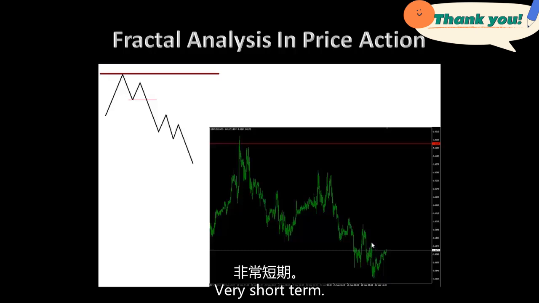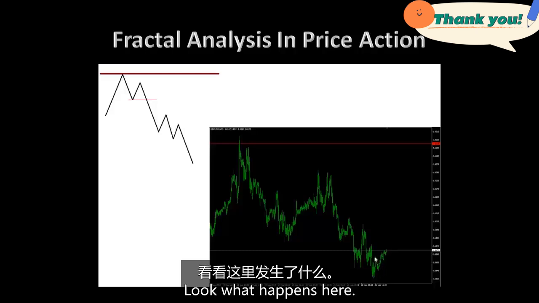Same thing here, very short term. High, down to low, and in here, this is where we start to see what? A breakdown. It did not fulfill. Look what happens here.